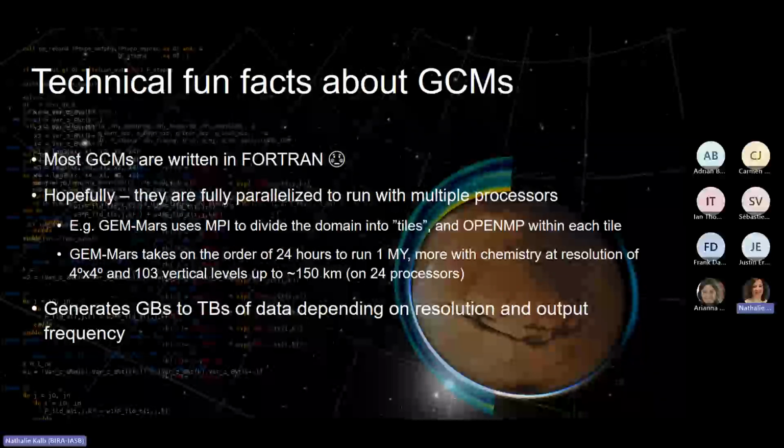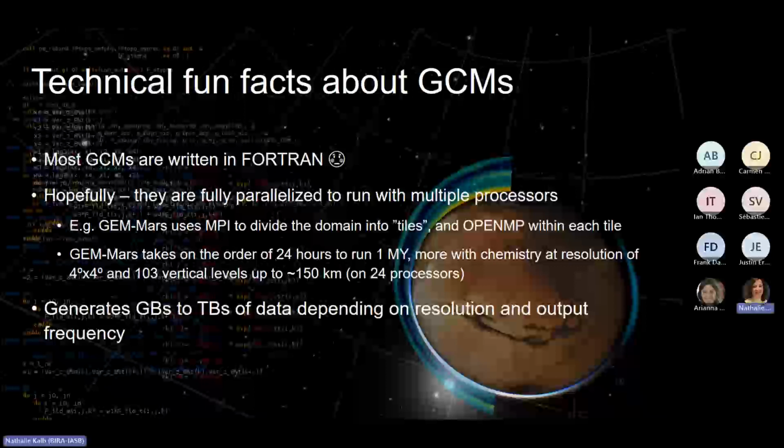Just a couple of fun facts. Most GCMs are written in Fortran, good old Fortran.